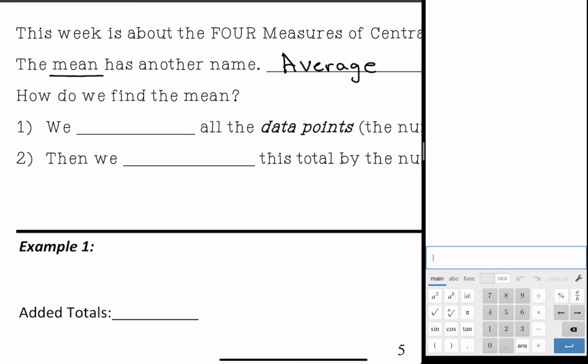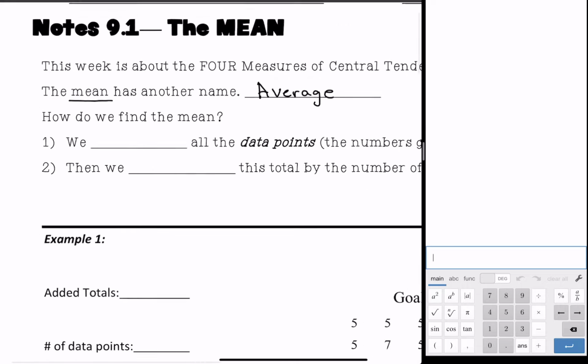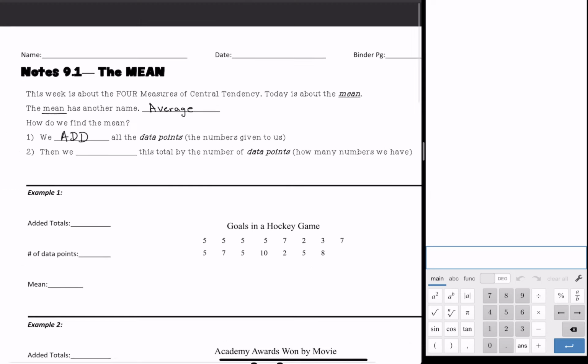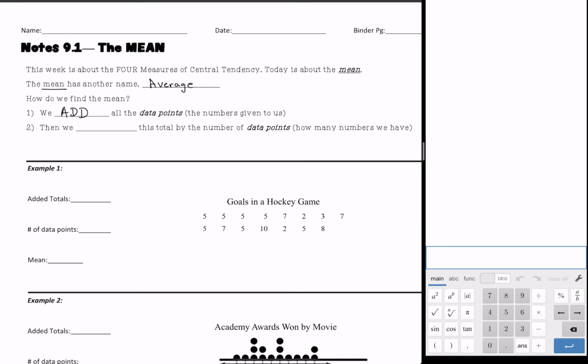Okay, you guys have heard this before, right? You see it in school, right? You got the grade point average. So how do we find the mean? Well, first, we add all the data points, which are the numbers that are given to us. Okay, that's what a data point is.